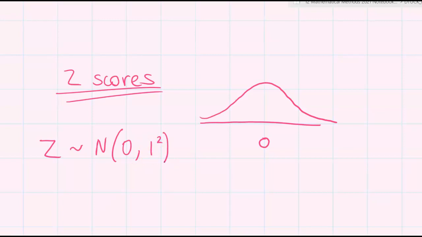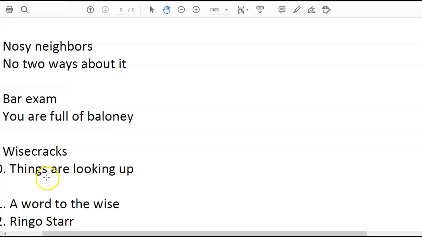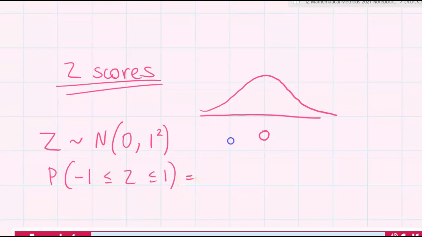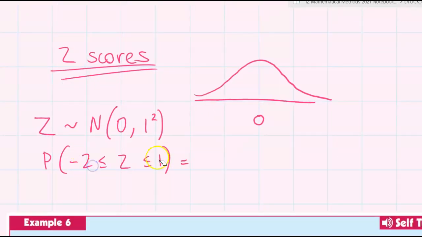So let's get that percentage recap from last lesson. What percentage of results are going to lie between -1 and 1? 68. Excellent. What about between -2 and 2? 95. Good. And between -3 and 3?